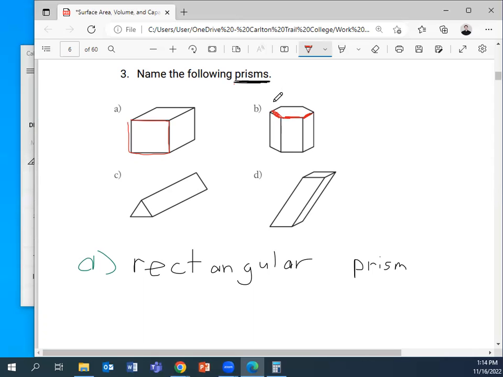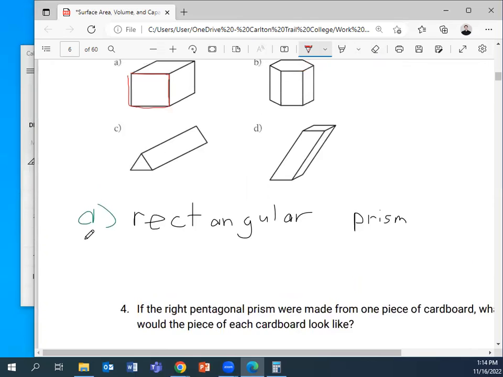So for this one here, this is a 6-sided prism. If this was 8-sided, you'd be like, oh, it's an octagon, because octopus, 8 arms, right? This is 6. So letter B is actually a hexagonal prism. I'm not going to test you on this, just so you know. I don't care that you can get the words for it right. So B is a hexagonal prism.